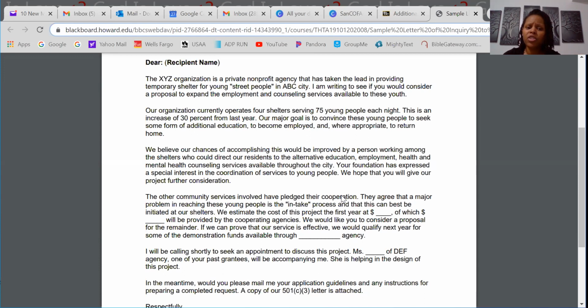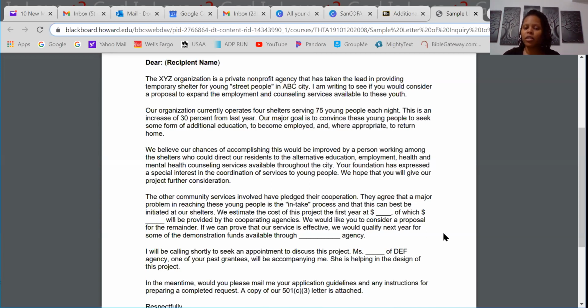The other community services involved have pledged their cooperation. This is very key. We talked about this last week, about being transparent about whether or not there are other folks on board partnering with you and or helping to fund a project, in particular one you're asking others for money, okay? Then they go on and say, they agree that a major problem in reaching these young people is the intake process, and that this can best be initiated at our shelters.